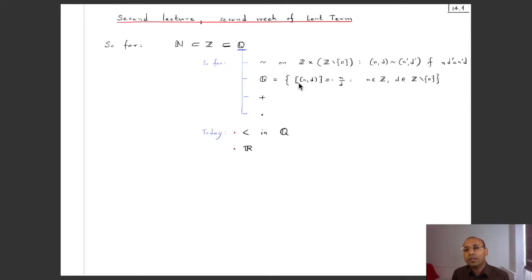And if you have an equivalence class which contains the pair n comma d, then we decided to simplify the notation and write this element simply as n by d, where n comma d is any pair in this set. And then we defined addition and multiplication of rational numbers. And today the plan is to first discuss the order relation in the set of rational numbers and then begin our discussion of the real numbers.